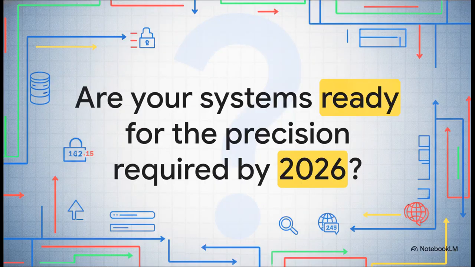As we wrap up this overview, I really want to leave you with a critical thought to take back to your teams. Are your systems truly ready for the sheer precision required by 2026? Can your databases seamlessly handle unnetted absolute summations and cross-border query deduplications? Or is it time for a comprehensive compliance infrastructure audit before these new reporting deadlines hit?